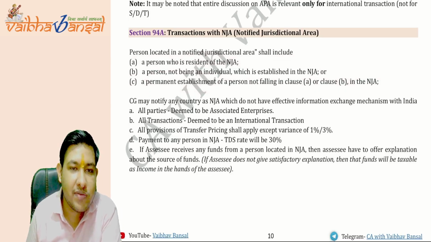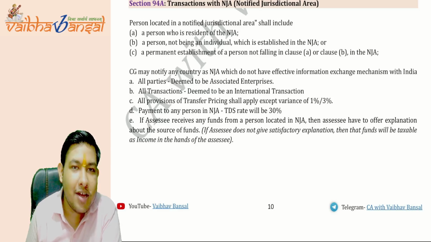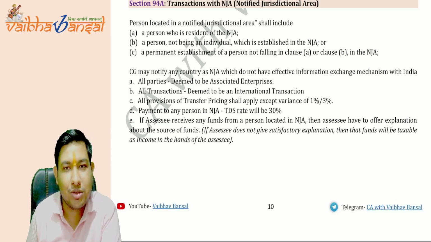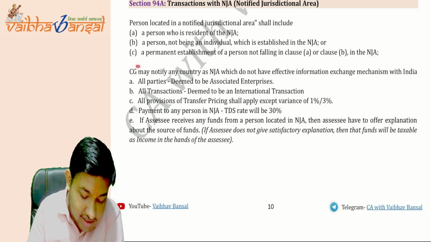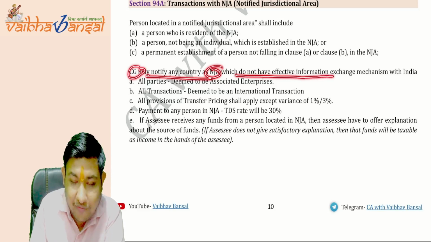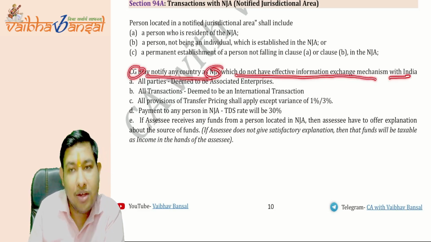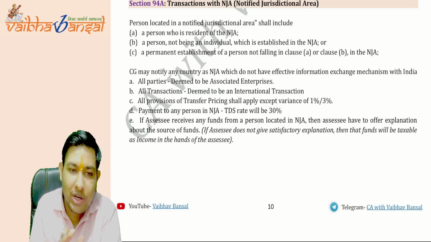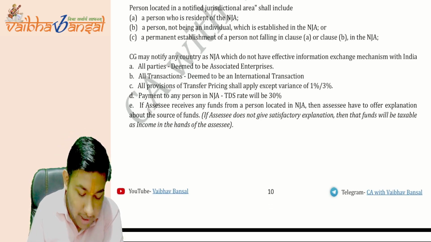And all the provisions which the government is going to notify here will be applicable to all persons located in the NJA. So what can the Central Government do? It may notify any country as an NJA which does not have an effective information exchange mechanism with India. Okay, so as of now, there is none notified under this list.